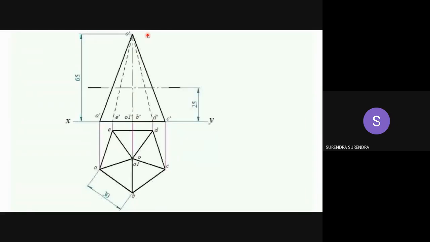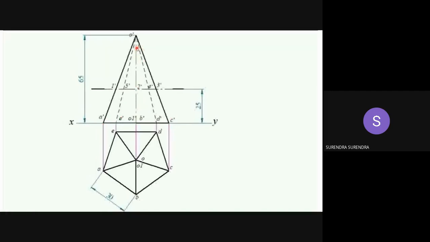Draw a perpendicular line to the axis at a height of 25 mm from the base, as given in the problem. So the section plane looks as a line in the front view. Now the section plane is cutting all these slant edges. This is the section plane. The section plane is cutting the slant edges AO, BO, CO, DO. Mark all these points as 1 dash, 2 dash, 3 dash, 4 dash and 5 dash.